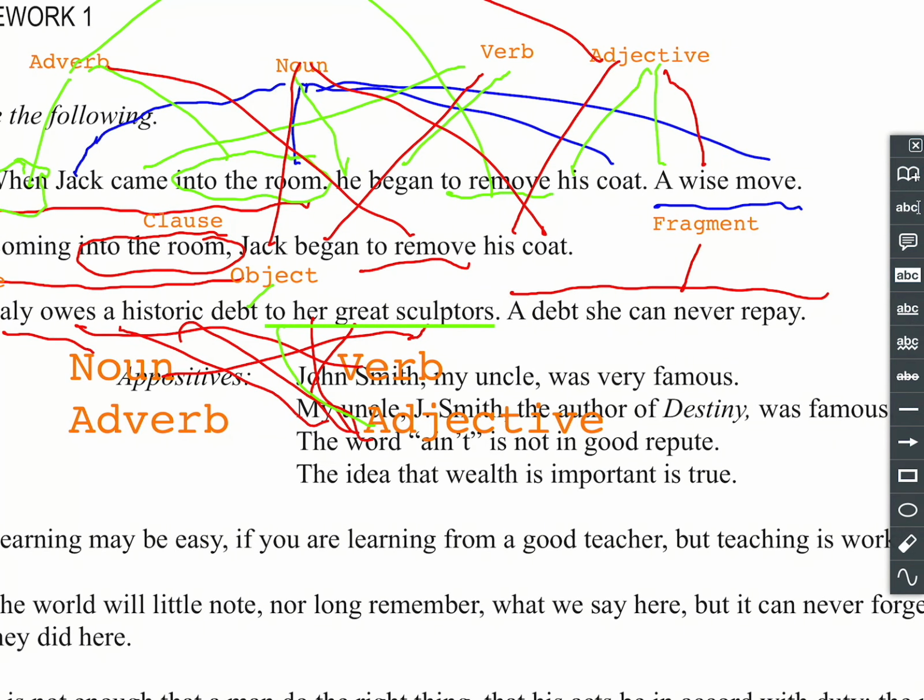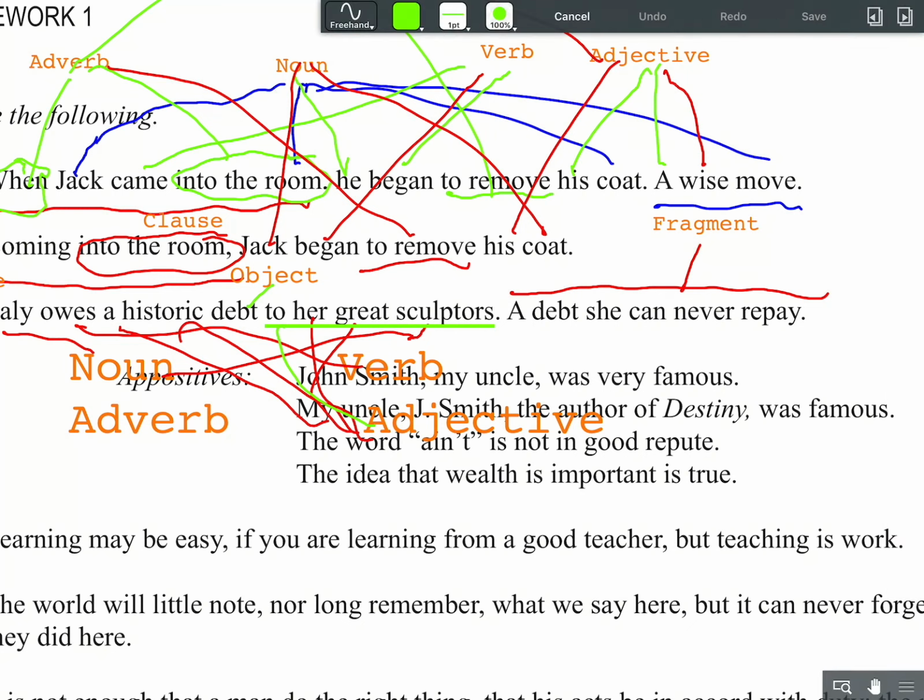And then we do have this fragment over here, "a debt she can never repay," which I talked about a bit earlier. I will do a few lines. So "a" tells us about the type of debt, so that's an adjective. Debt is a noun. "She" is a noun by itself, but it's also part of a phrase, "she can never repay," which tells us about the type of debt.